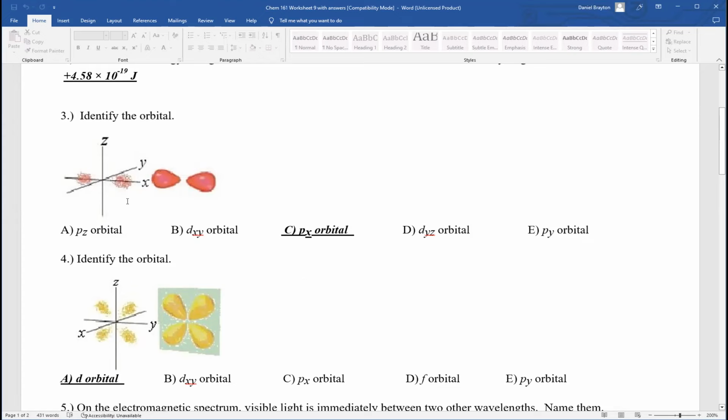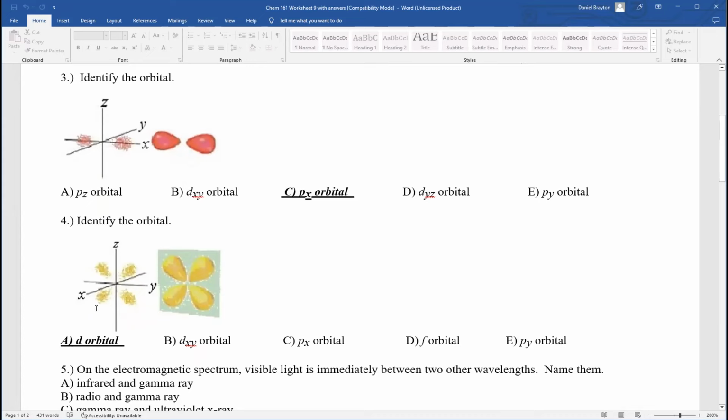Identify the orbital. Now it's a little tough. That's why there's a second drawing over here, but you can see that it's 2 lobes, which means it's a P. It's trying to show you that this one is Z, X is in the plane of the board, and the Y is coming out at you and going away from you. And the focus of the distribution map of the electrons is on the X, so that would be the PX.